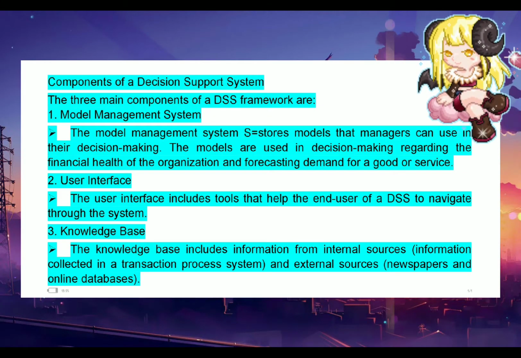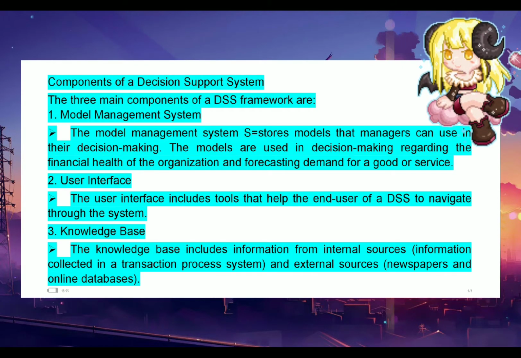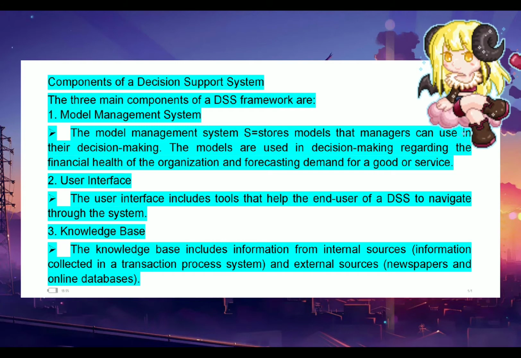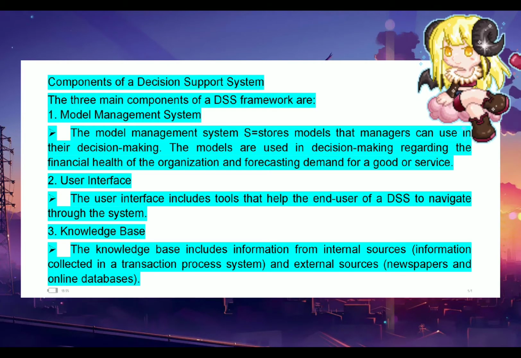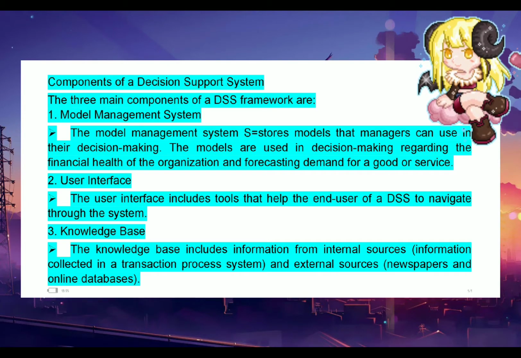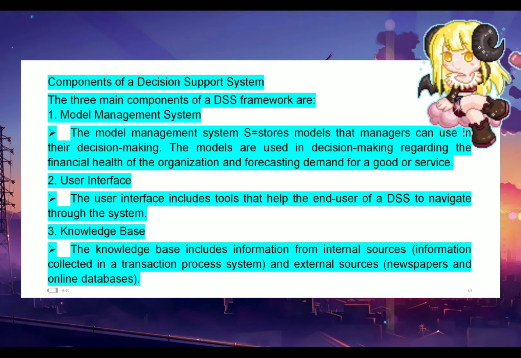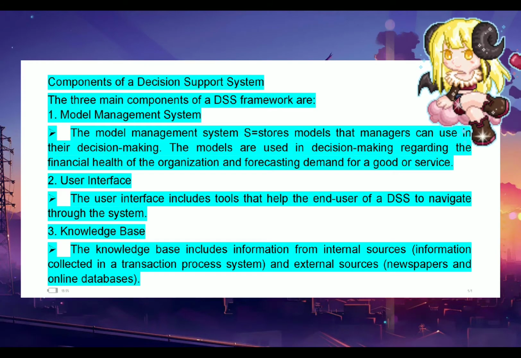Components of a decision support system. There are three main components of a DSS framework. First is the model management system. The model management system stores models that managers can use in their decision-making. The models are used in decision-making regarding the financial health of the organization and forecasting demand for a good or service. Second is the user interface.